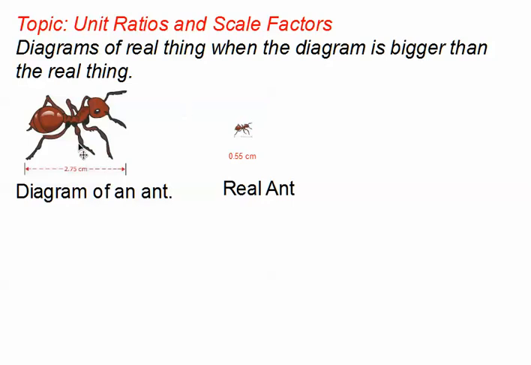Here's a diagram of an ant. Here's a picture really of the real ant, let's say. So in this case, the diagram of the real thing is bigger than the real thing. Now, by how much? Well, we can look at this in terms of a ratio. The diagram to real is, if we put in the numbers we've been given here, 2.75 to 0.55.